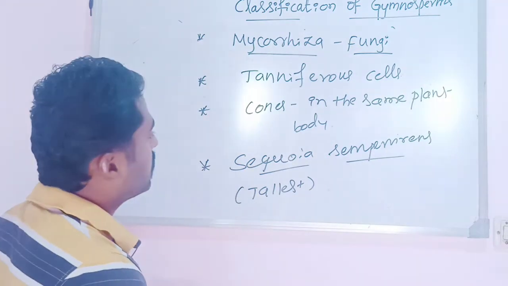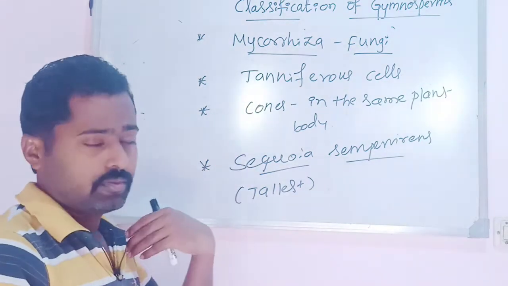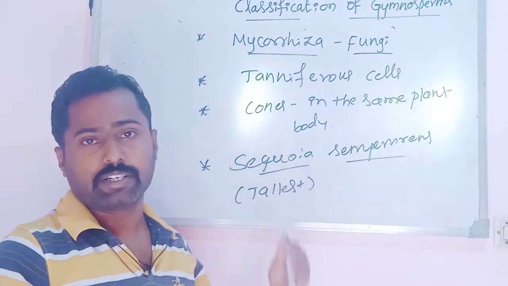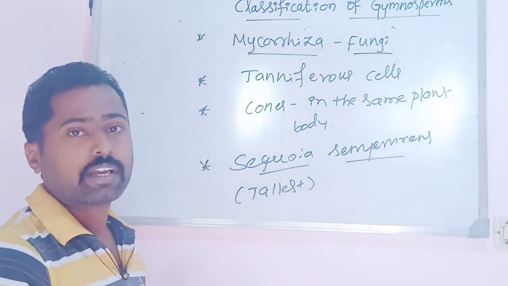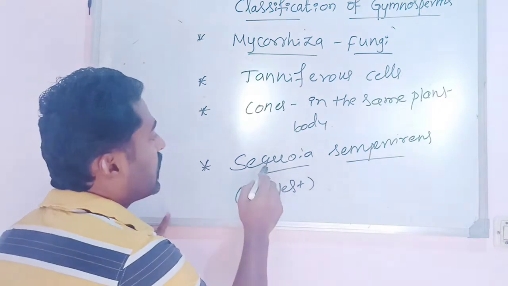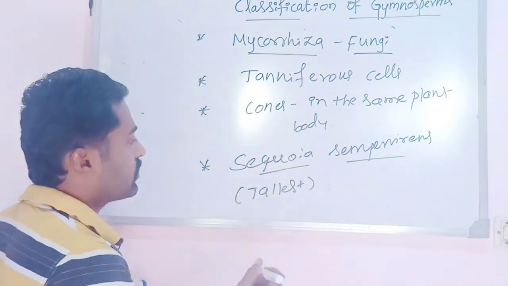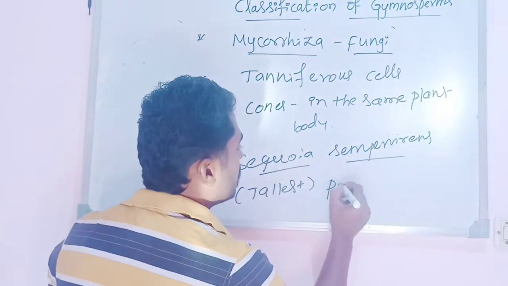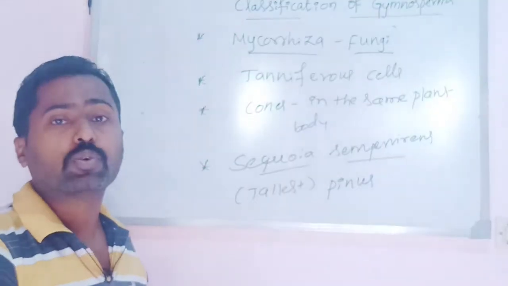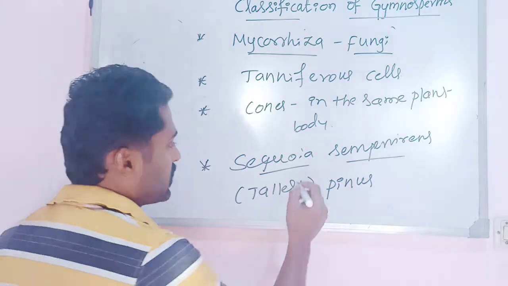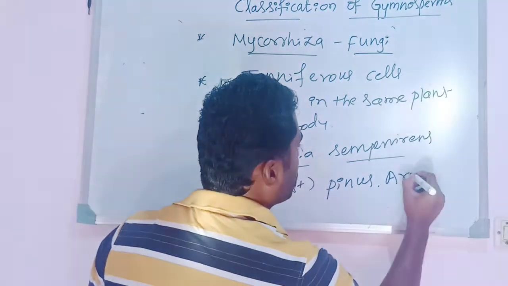It can grow to a maximum height of nearly 200 to 250 feet. So this is the tallest tree, Sequoia sempervirens. The other members of this class include Pinus, which is a common member of the class Coniferopsida, then Sequoia, then Araucaria.